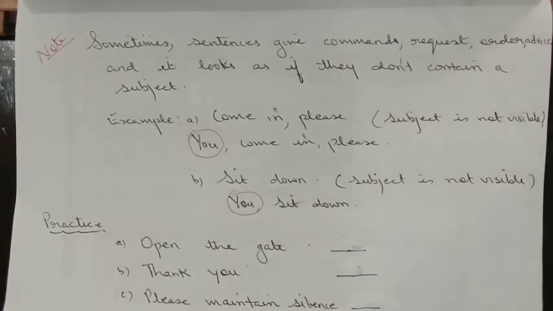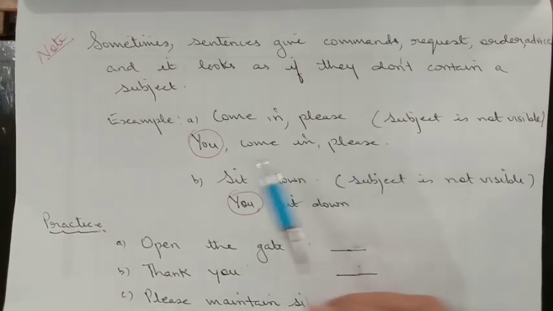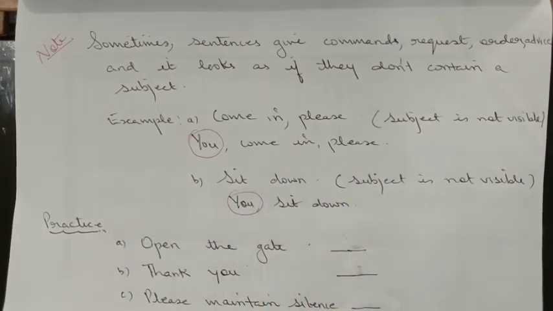Kindly note, sometimes sentences give a command, request or order and it looks as if they don't contain a subject. But there is a subject there, you just cannot find it. It is invisible. For example, if you say come in please, the subject over here is invisible. To whom am I saying? You come in please. Sit down. The subject is not visible here. To whom am I saying?